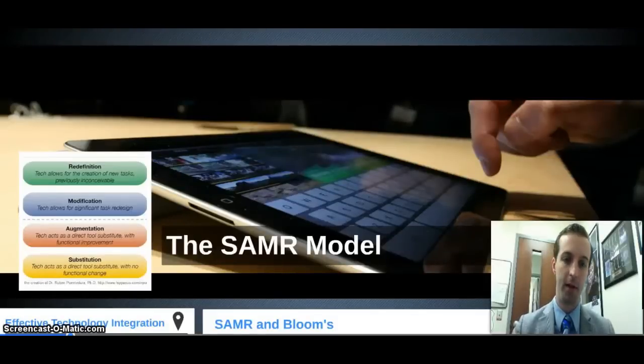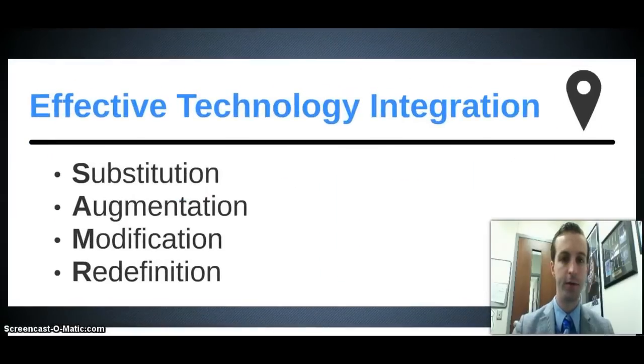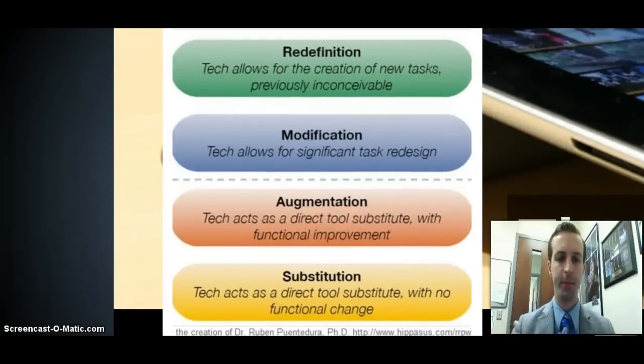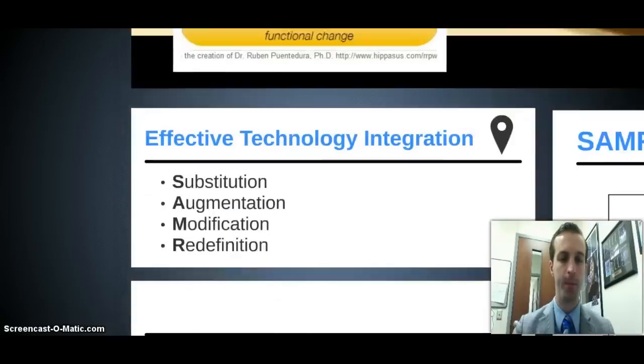It's called the SAMR Model, S-A-M-R. And it was created by a man named Dr. Ruben Puentadura as a way to effectively integrate technology into classrooms. And SAMR stands for Substitution, Augmentation, Modification, and Redefinition. And it goes like this. Substitution is considered the lowest level of technology integration, whereas redefinition is considered the highest level. So what does all this mean? Well, let's go through them one by one.